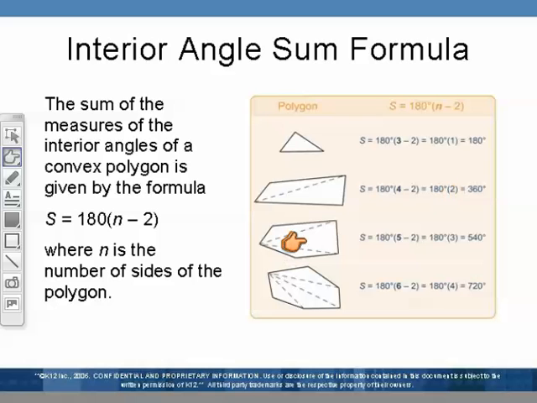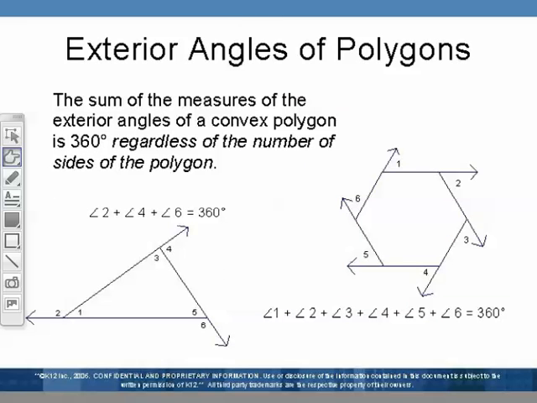This 5-sided object, 5 minus 2, that's 3. 3 times 180 is 540. So that means this pentagon here has 540 degrees of angles on the inside of it. That's an easy formula to remember. You can get that one without any problem.